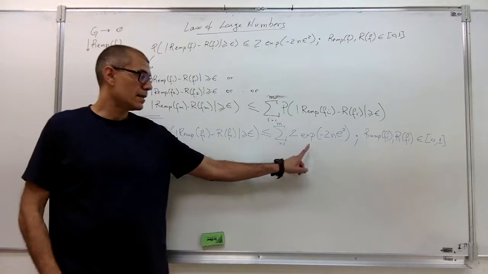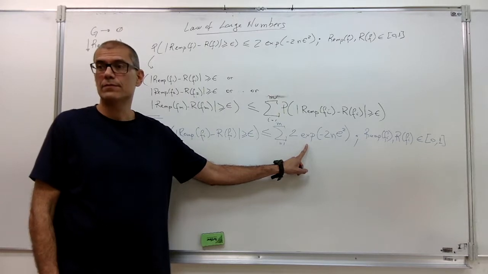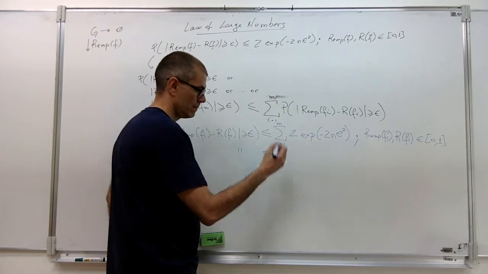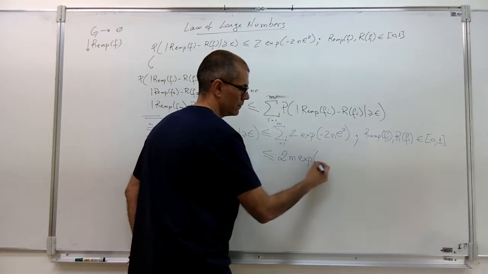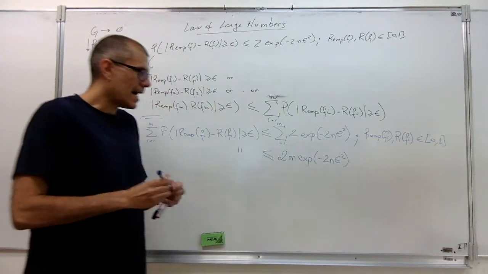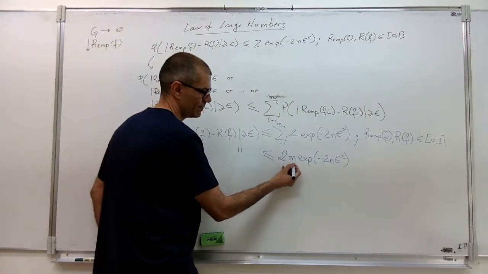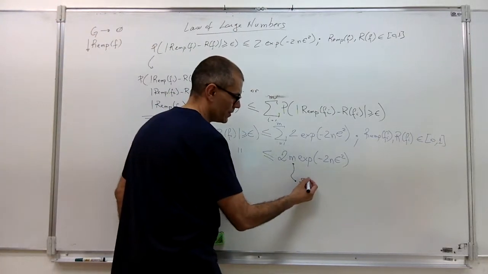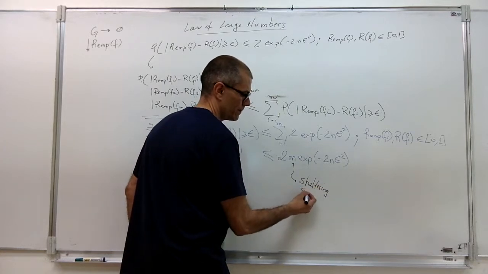So, of course, if we have a sum like that, and all terms are equal, these end up to be 2 times m times the exponential value of that. And this m is known as the shattering coefficient. That's called the shattering coefficient.